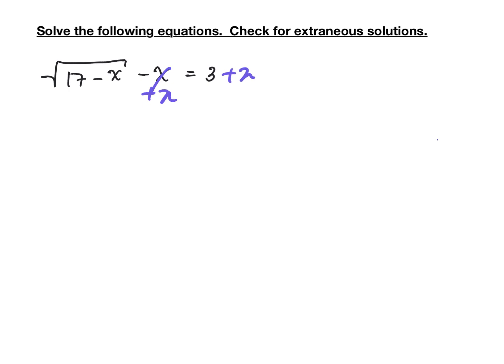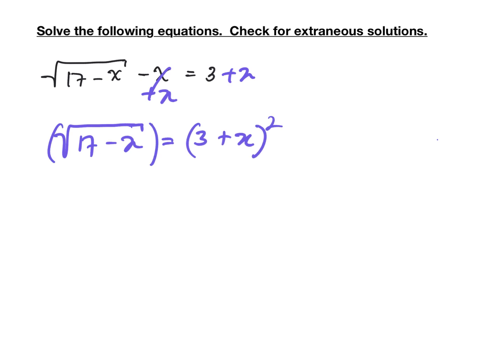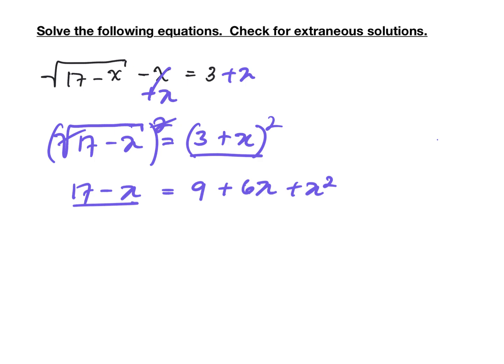So this is going to be just leaving you with 17 minus x is equal to 3 plus x. We're going to square both sides. What is left is 17 minus x is equal to 9 plus 6x plus x squared. So I multiplied these two together.